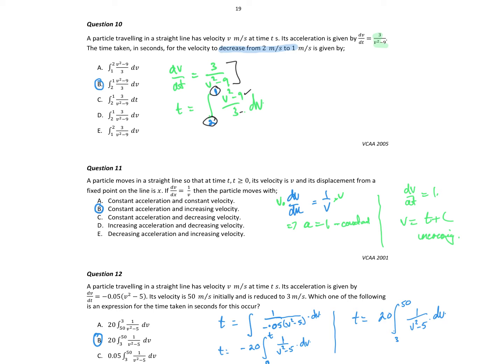So the common mistake, and I suspect I did it at one point, was to go with A, all right, because you're not thinking about the motion of the particle.